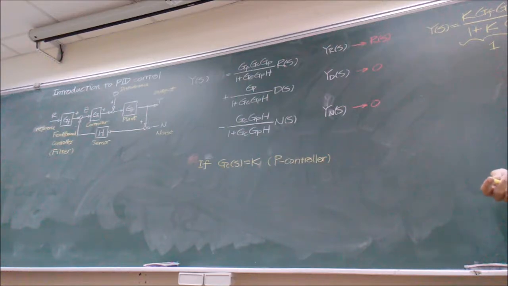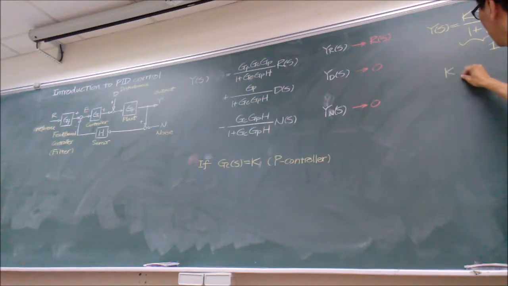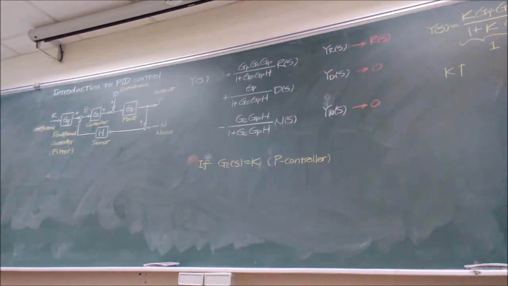So what can you change? K. So how can you make this one to be 1? You can make K become what? Large. If GP multiplied by H is 1, GF multiplied by GP equals 2, but K is 1,000 or whatever, what happens?